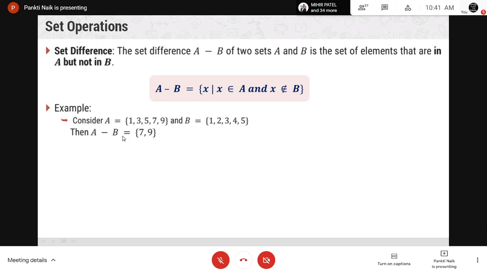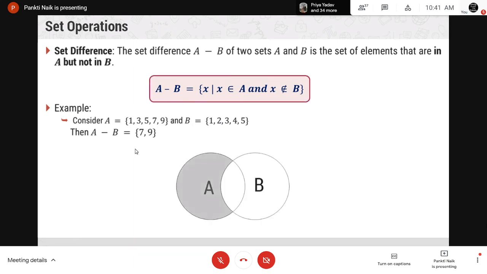So A difference B માં કયા કયા આવશે? જે A માં છે પણ B માં નથી. So એવા કયા element છે જે A માં છે પણ B માં નથી? So that is 7 and 9, because 1, 3, 5 are there in B. But 7 and 9 are not there in B. So A difference B નો answer આવશે 7 and 9. A માં છે પણ B માં નથી. So that is the difference of two sets. So it will be this.